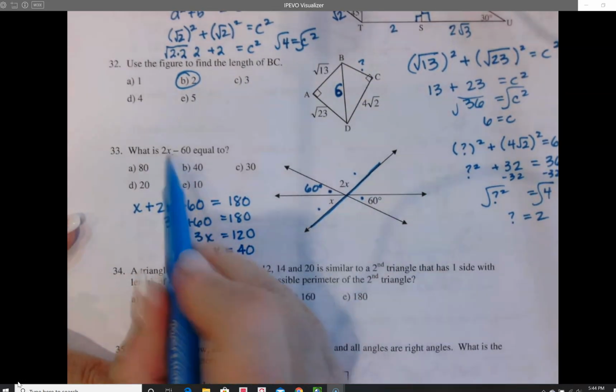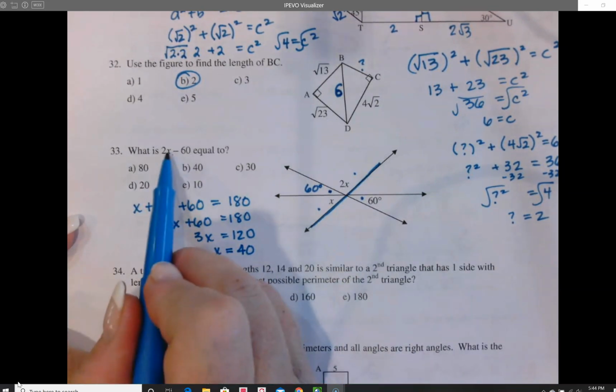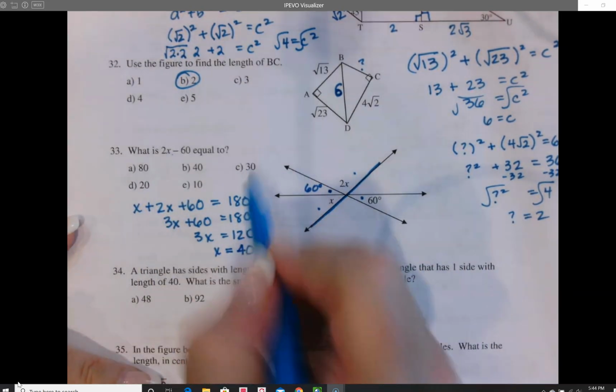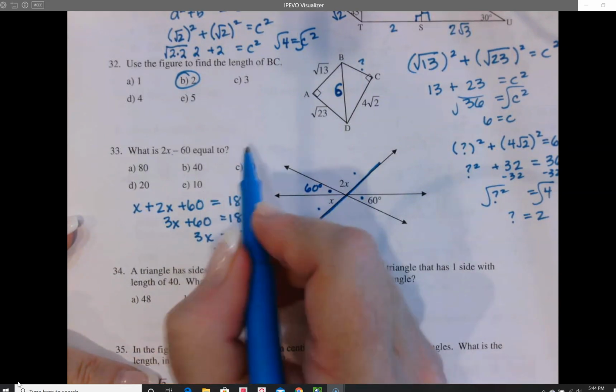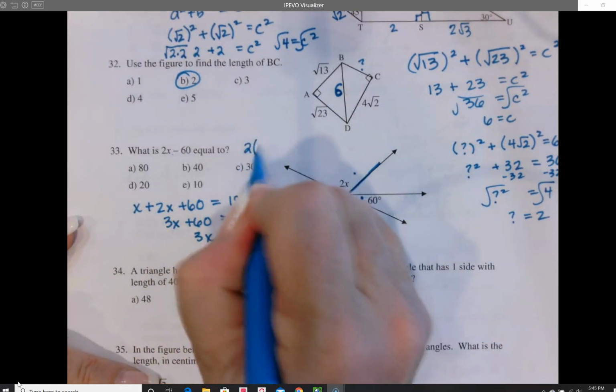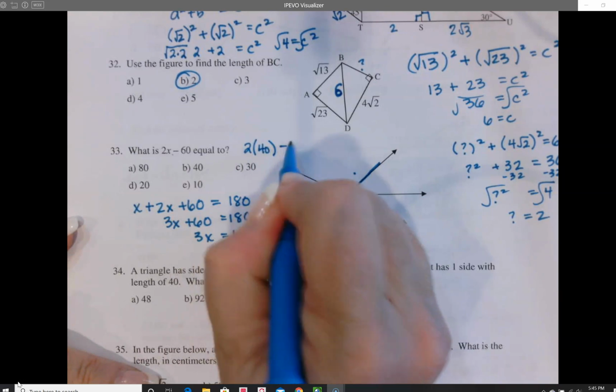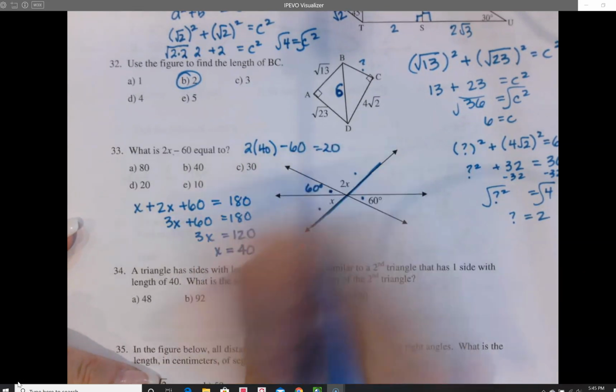Now, they didn't ask me what x equals. They asked me what is 2x minus 60. So 2x would be 2 times 40, which is 80, minus 60. So I get 20 for that one.